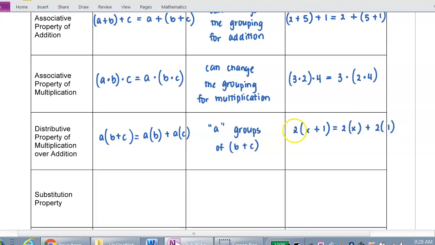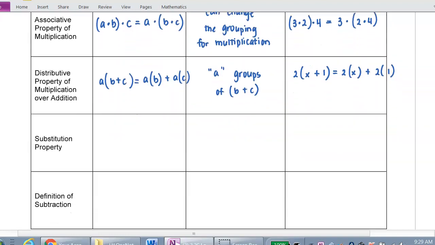Remember, for the distributive property, we're multiplying this number out in front by all terms within the parentheses. So I'm multiplying 2 by x, I'm also multiplying 2 by 1, and then I'm going to add those products together. So of course this would simplify to 2x plus 2, not like terms, so we would not be able to simplify any farther.